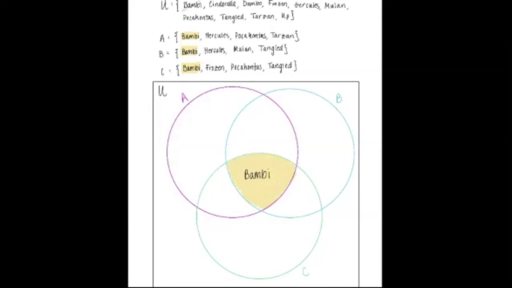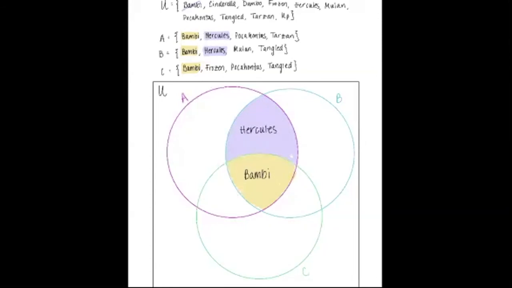Now you can kind of pick and choose. Let's work in this region here. So these would be the elements that are in common to just A and B. So we want to see if there's any overlap between A and B only. And so if we look at these 2 sets, A has the movie Hercules, and so does B. So Hercules belongs right here in region 2. Okay.